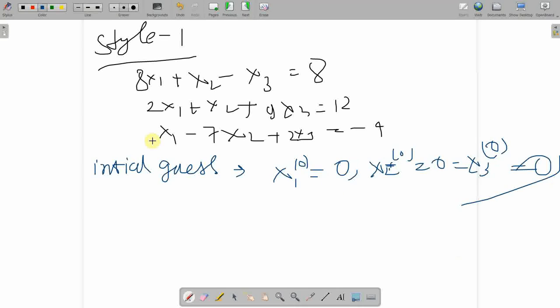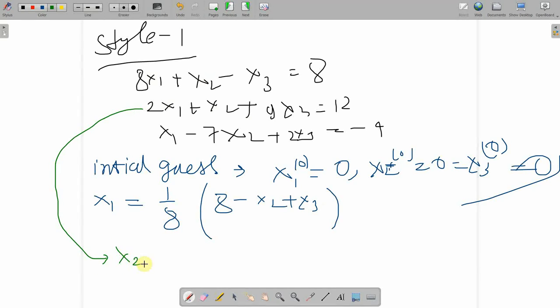Write this down properly. Now for this equation, there is a trick to solve this kind of equation, and that will be discussed later. You have to consider the diagonally dominant and how this will work. After solving one or two problems, you can understand. So let me find out the value of x1. The value of x1 could be found by 1 by 8 times (8 minus x2 plus x3). Am I right, everyone? Now from this equation, I'll be calculating the value of x2. x2 equals 1 by 2.